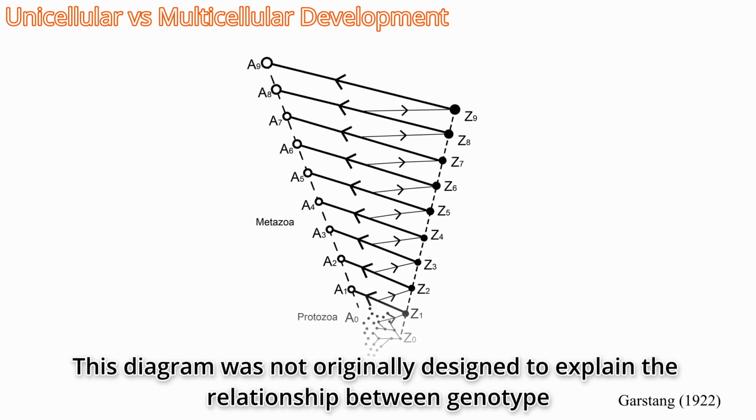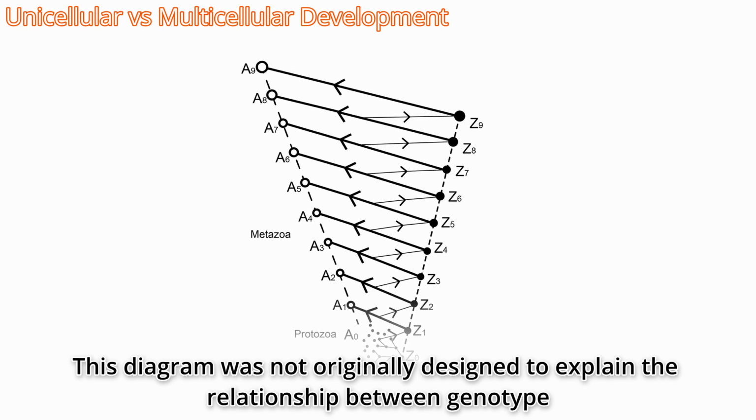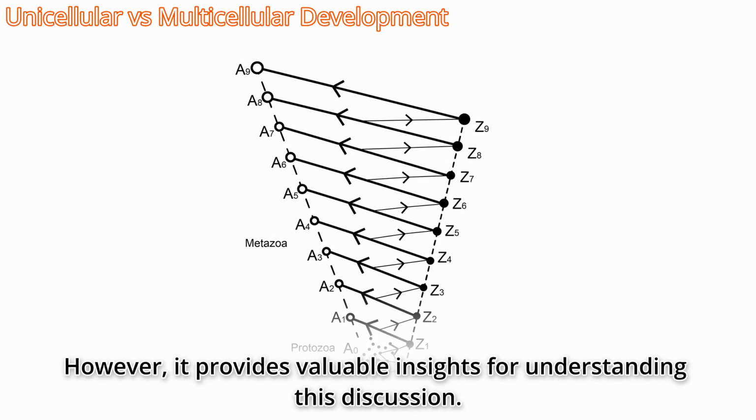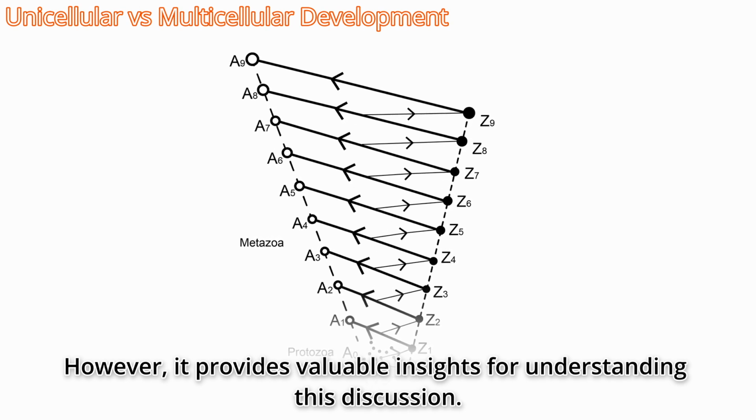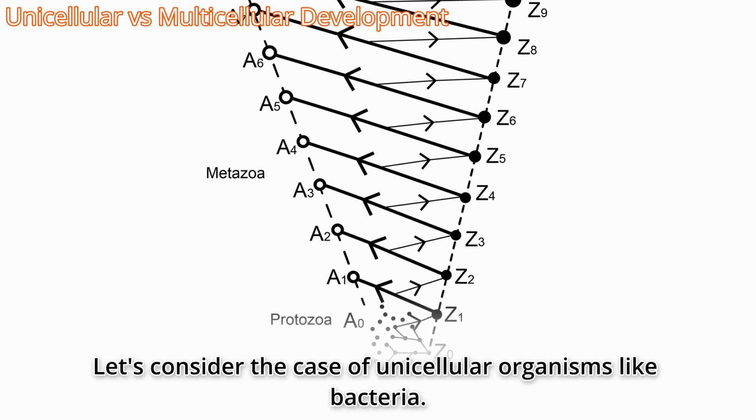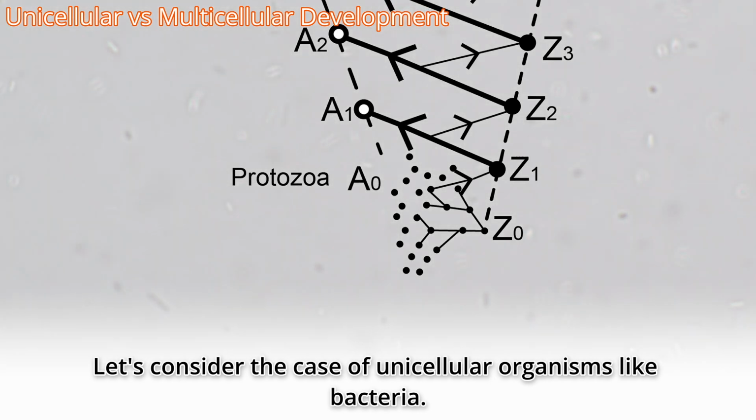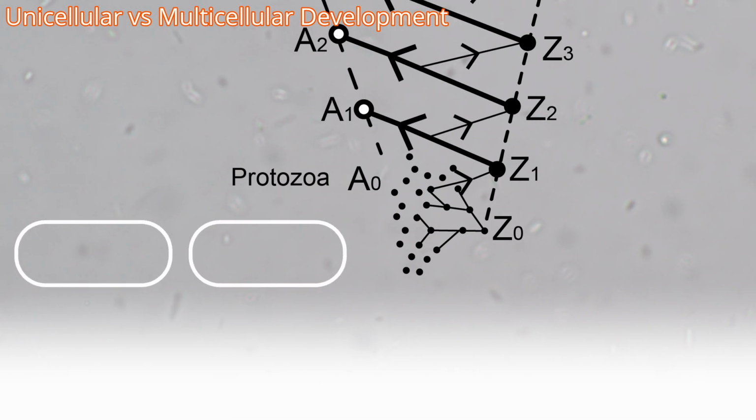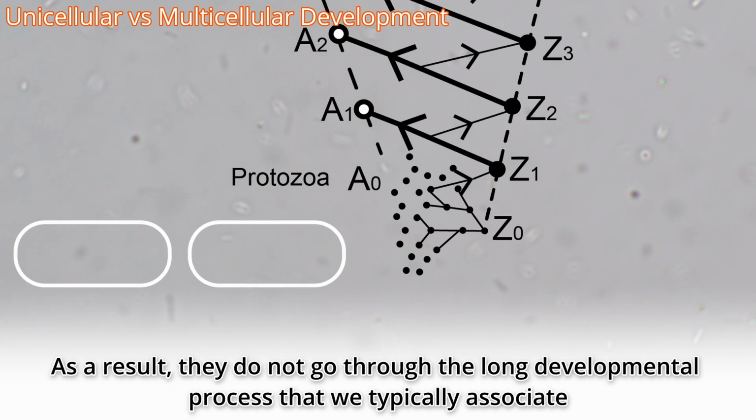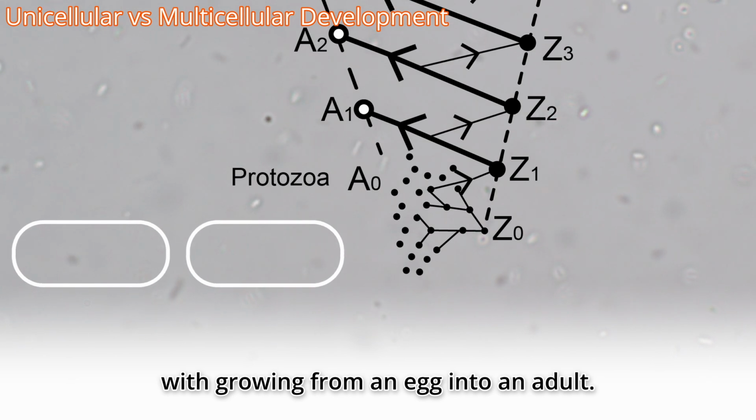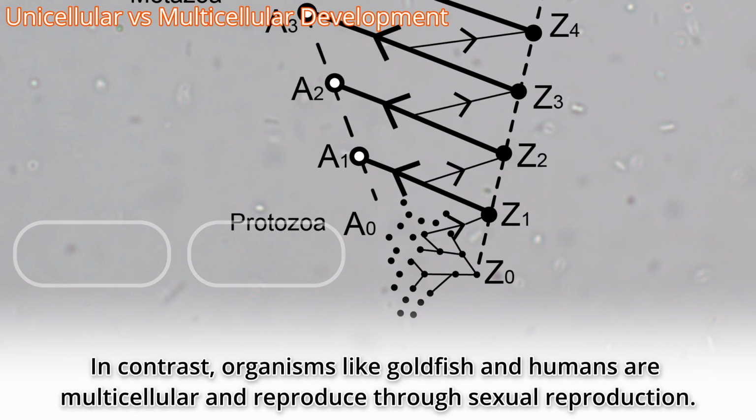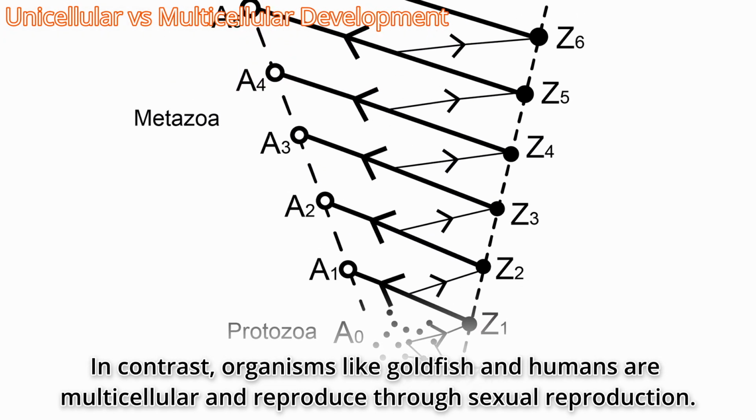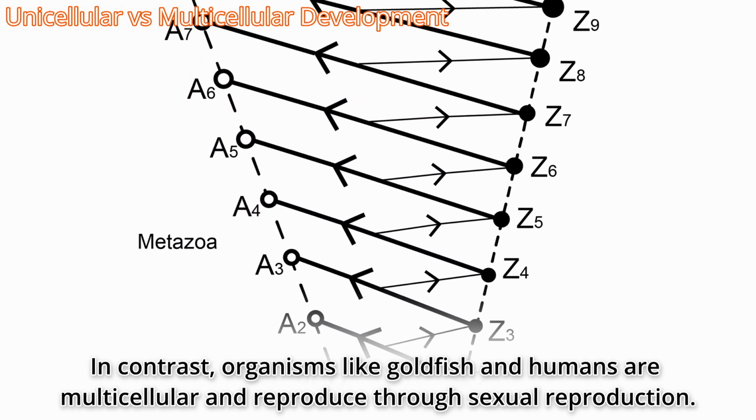This diagram was not originally designed to explain the relationship between genotype and phenotype. However, it provides valuable insights for understanding this discussion. Let's consider the case of unicellular organisms like bacteria. These organisms reproduce by cell division, passing their genetic material directly to the next generation. As a result, they do not go through the long developmental process that we typically associate with growing from an egg into an adult. In contrast, organisms like goldfish and humans are multicellular and reproduce through sexual reproduction.